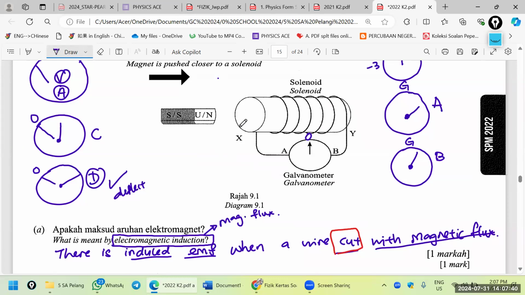Now tell me who says X is north. Okay, yes, X is north. It's a sad story. The magnet is a boy, normally boys are more active. Then the solenoid is a girl. The boy tries to go into the heart of the girl, but the girl says, no, not so hurry, we know each other first. So the girl tries to repel it. Since here is north, here is south.